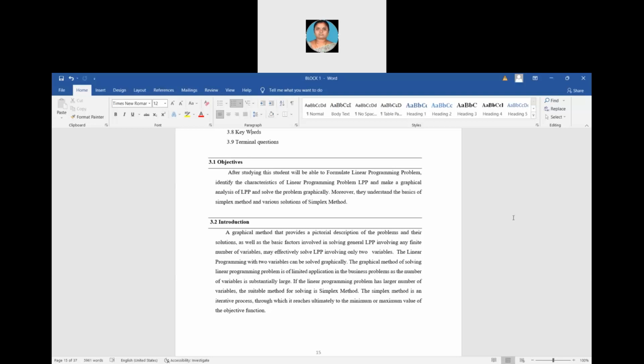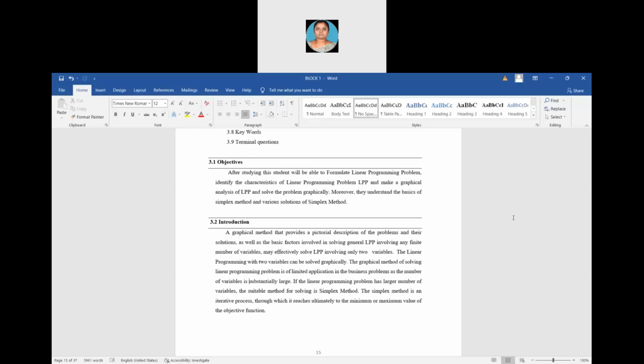Next, introduction. The graphical method provides a pictorial representation of the problem, that is, all the constraints. Already we have studied in the last unit how to frame the constraints. The constraints are represented in pictorial form. That is, graphically we can represent the conditions and their solution, as well as the basic factors involved in solving a general LPP involving any finite number of variables. So if you have more decision variables, we can solve.